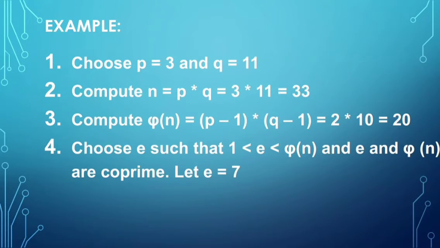In the fourth step, we are going to choose the e value, which is the public key value. It should satisfy the following condition: 1 less than e less than phi of n, and e and phi of n should be coprime. So what is a coprime? A coprime actually means that the two numbers e and phi of n should have a common divisor of only 1. Except 1, there should not be any other common divisor. Here the public key value e is 7 and the phi of n value is 20. So 7 and 20 have no common divisor other than 1.